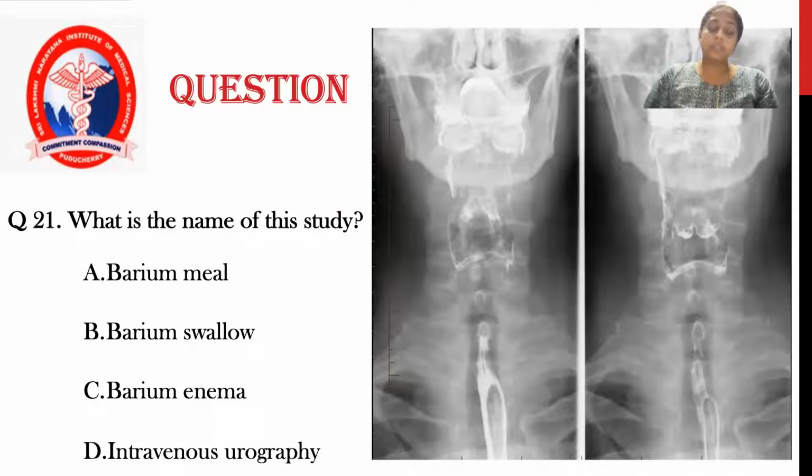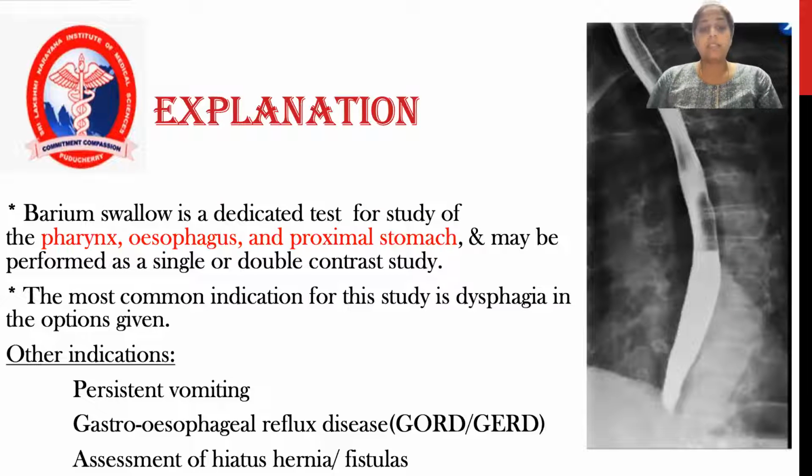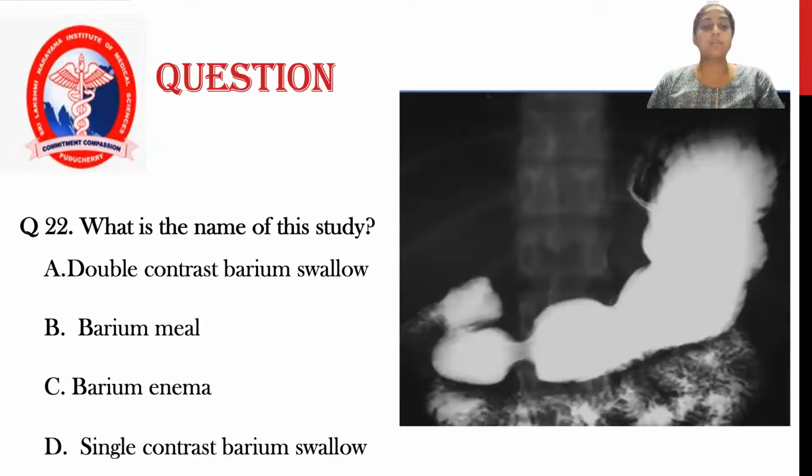What is the name of this study that we see here? Is it a barium meal, barium swallow, barium enema, or intravenous urograph? It is a case of barium swallow. It is a dedicated test for the study of pharynx, esophagus, and proximal stomach, and can be used as either a single or double contrast study. The most common indication for this study is dysphagia. The other indications are persistent vomiting and GERD, assessment of hiatus hernia, or fistulas.